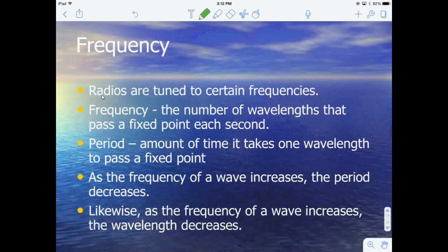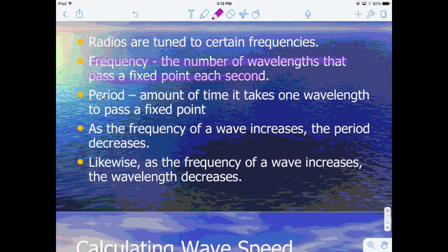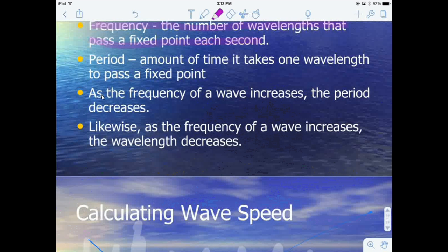Some of the other terms I wanted to talk about: frequency is the number of wavelengths that pass each second. Period is the amount of time it takes for one wavelength to pass a point. I'm not going to talk about period as much, but frequency is a term you're going to have to know. Just think about what's frequent: if something is frequent, it happens a lot. So frequency is how many wavelengths occur per second. And like I said, they're inversely related. As the frequency of a wave increases, the wavelength will decrease.